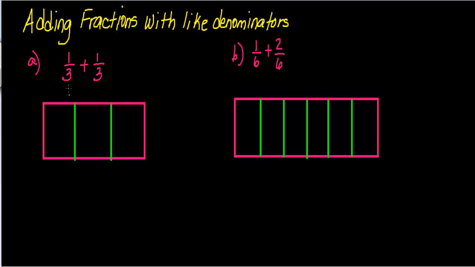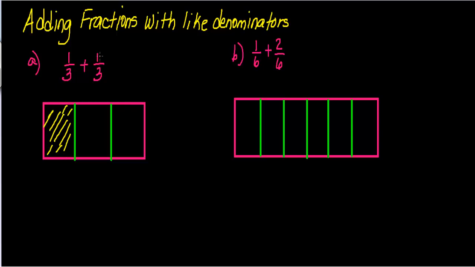Let's do letter A first. It says 1/3 plus 1/3. Now notice the denominator is a 3. So that denominator tells me that my figure will be broken into thirds, or into 3 parts. 1/3 would be 1 out of 3. This shaded area here represents 1/3.